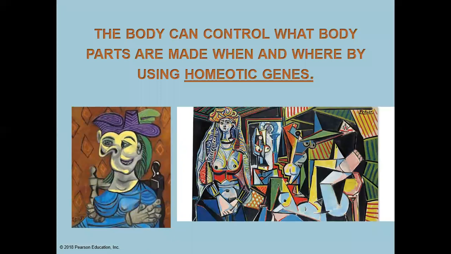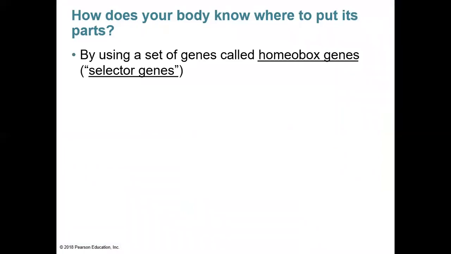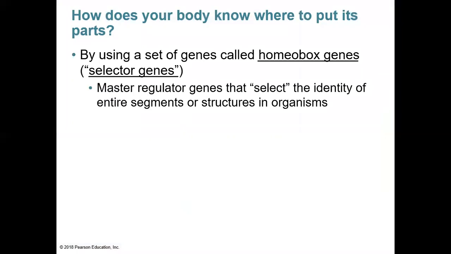And now we're moving on to homeotic genes. Thank God nobody actually looks like a Picasso painting, but why not? Here's why. Your body knows where to put its parts by using a set of genes called homeobox genes. They're also called selector genes. These are master regulator genes that, quote unquote, select the identity of entire segments or entire structures in organisms. They tell your arms to go on your torso instead of coming out of your butt, for example.